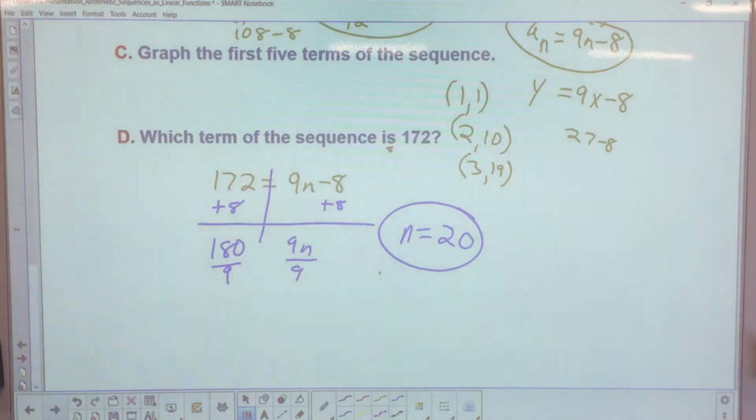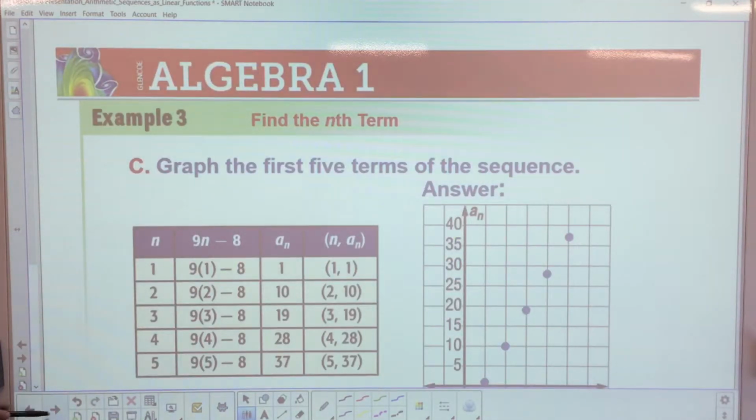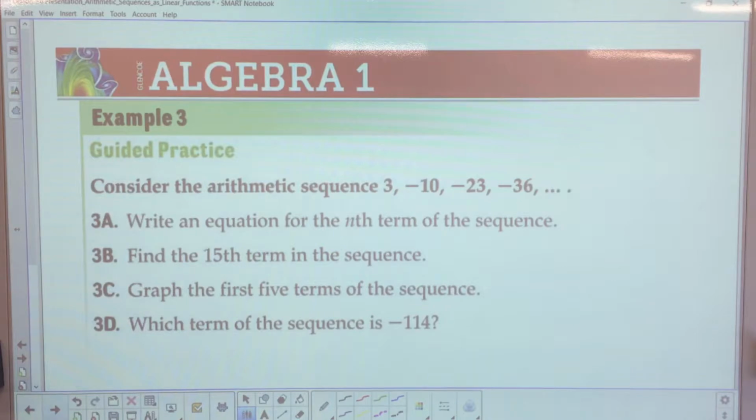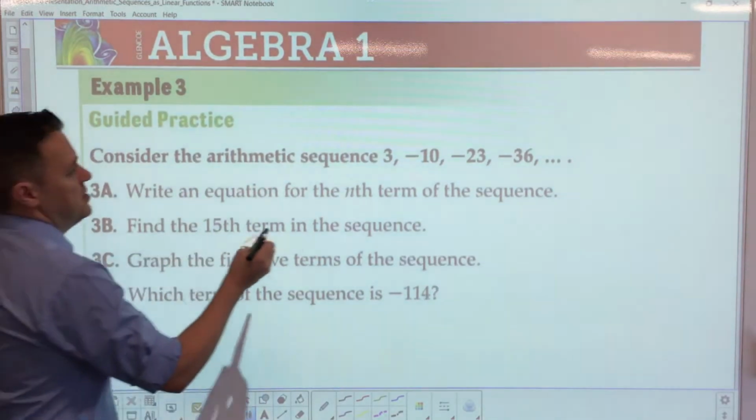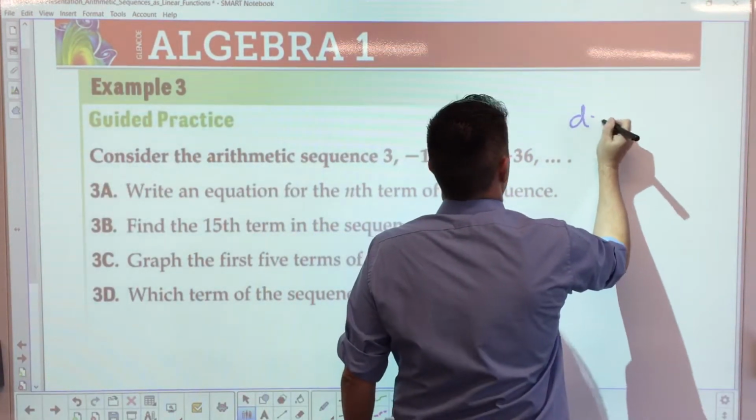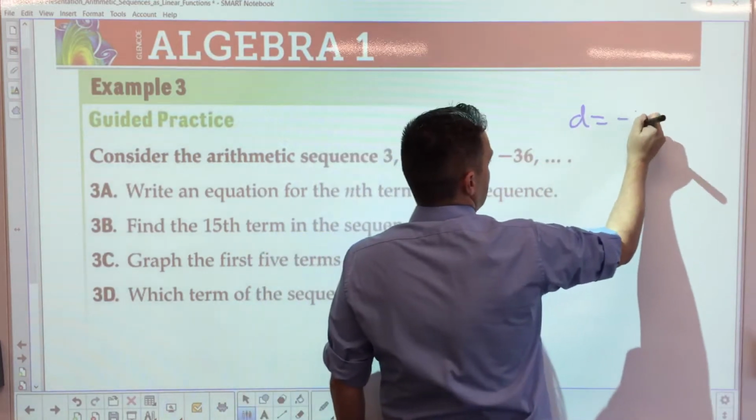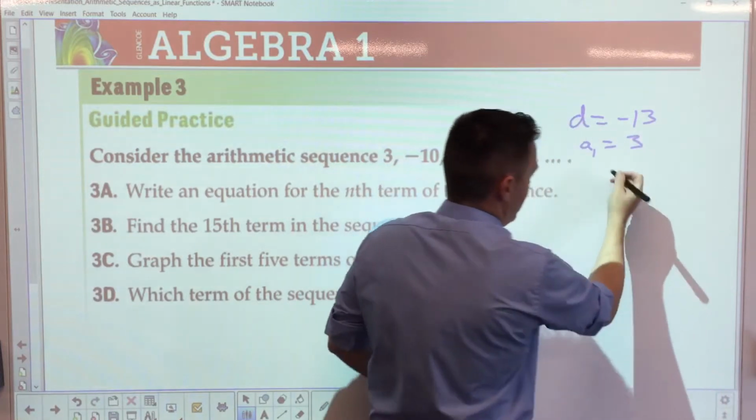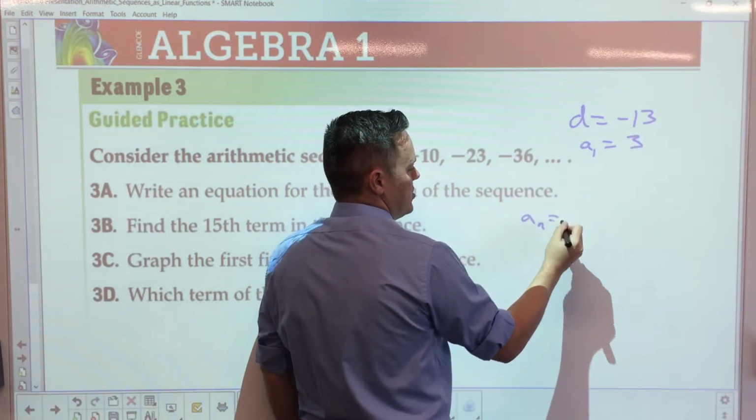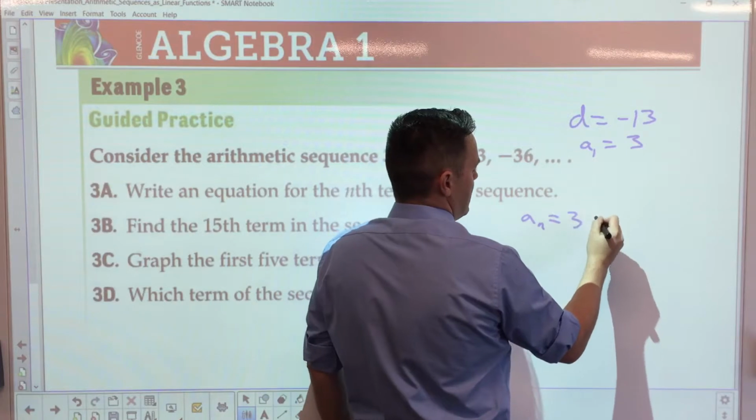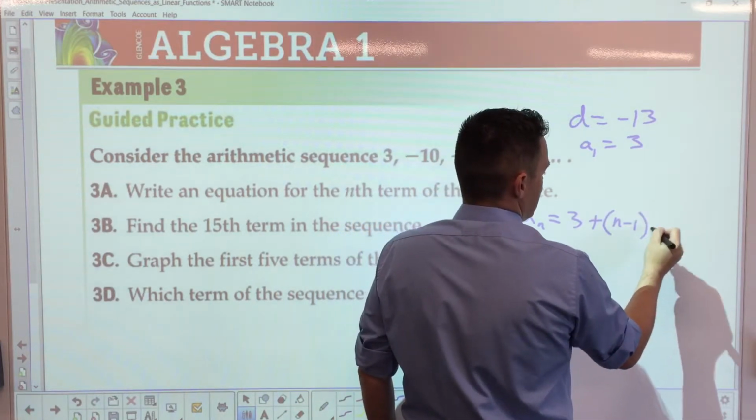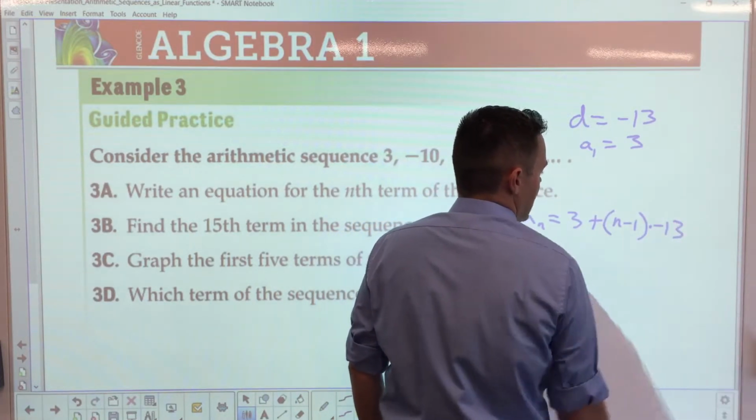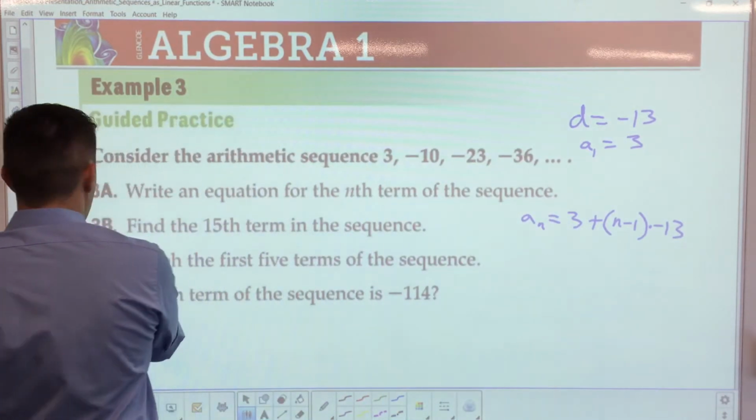All right, your turn. On this one, ladies and gentlemen, write an arithmetic sequence. My d is subtracting 13. My a sub 1 is 3. Now you can write your equation. So it would be a sub n equals 3 plus n minus 1, because that doesn't change, times negative 13. Then you do your math.